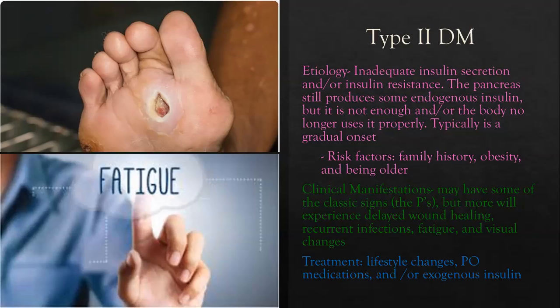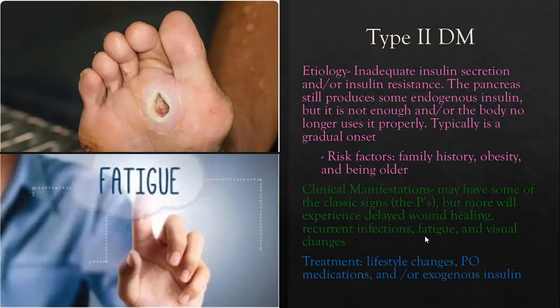So they'll be like, oh, I went to the beach, and my foot hasn't healed in like a month. And you're like, oh, crap. Okay. So then you start testing for diabetes. That's usually what they'll come in with for type 2s. Recurrent infection, females, they'll have the yeast infection constantly. And then fatigue and visual changes are due to high sugar levels. Your brain can't usually sustain that as well.